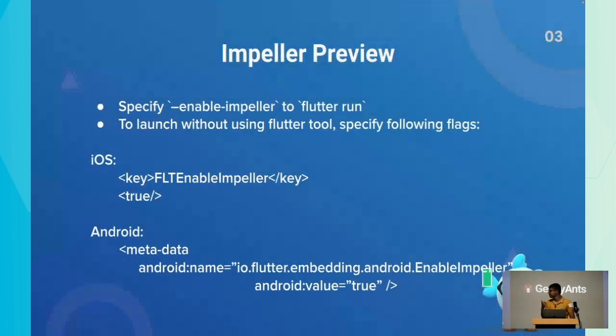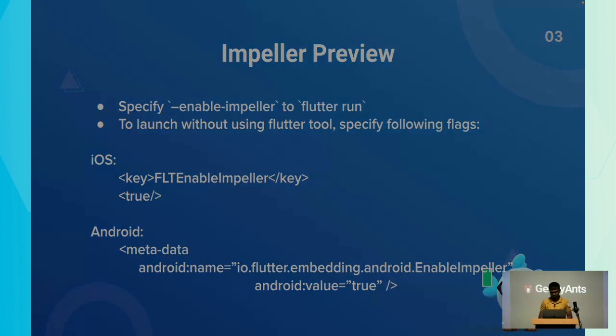And then again, this is one of the very good things that came. Impeller Preview, we can now use it on iOS. If you want to use it, you just have to use the enable-impeller flag while running your app using flutter run. Also, if you don't want to do it every time, you can use these flags in your Info.plist or Android manifest XML. If you just do that and do flutter run, it will always run with Impeller.